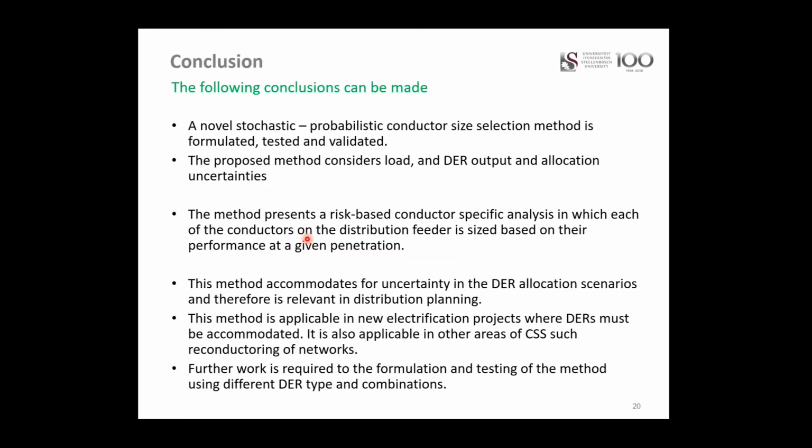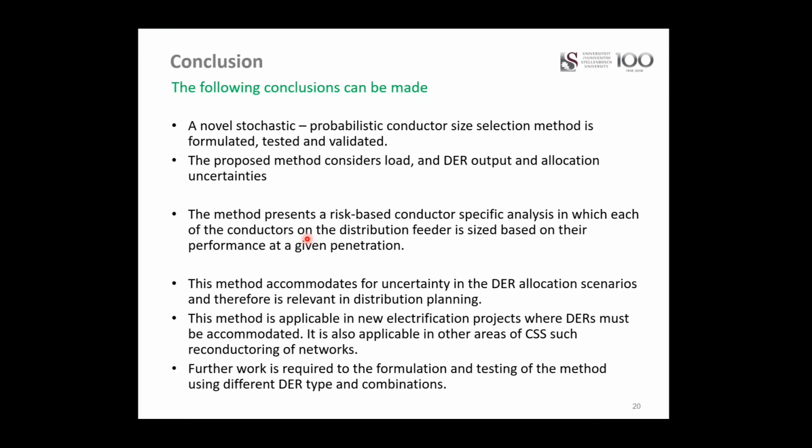So, in conclusion, we have actually proposed a probabilistic conductor size selection method, which we formulated, tested, and validated. The proposed methodology considers load and DER output, which is not usually considered in terms of probabilistic modeling of these particular components and allocation uncertainties, which I've mentioned as crucial in this particular aspect. And then the method presents a risk-based conductor-specific analysis.